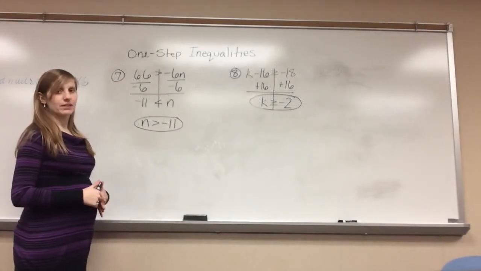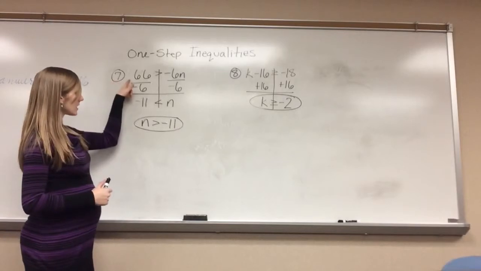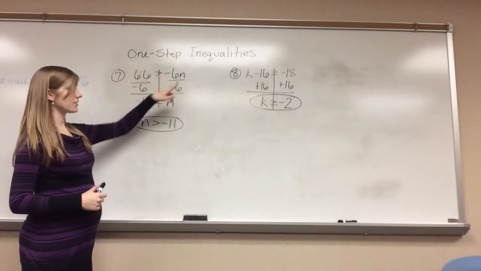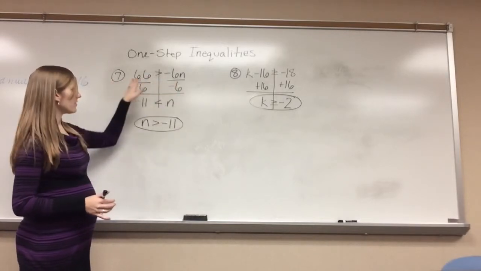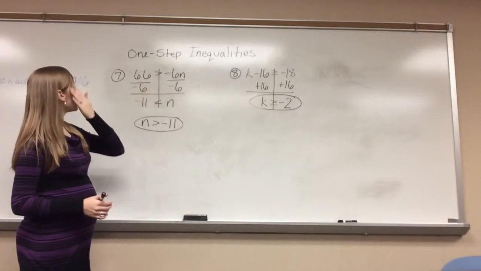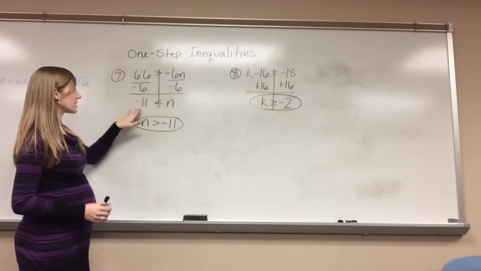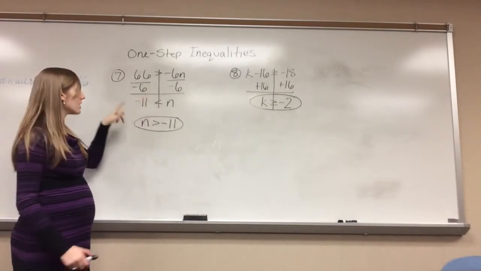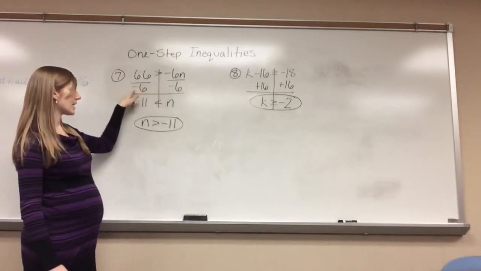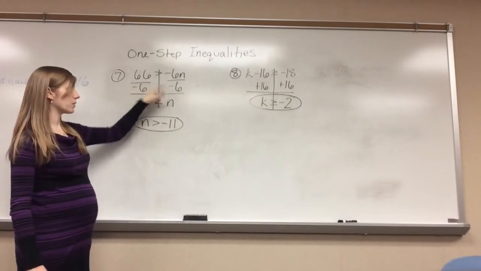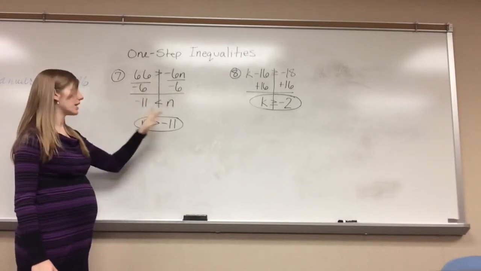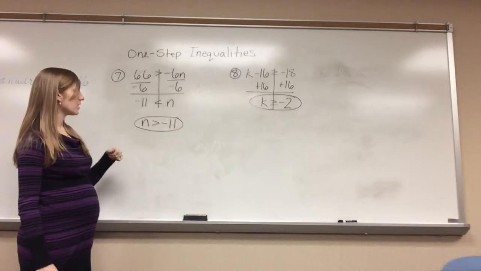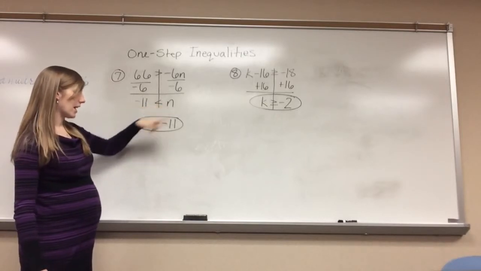For problem number 7, the inequality is 66 is greater than negative 6n. So what I did was divide both sides by negative 6. 66 divided by negative 6 is negative 11. And then I flipped the inequality sign because both sides had a negative on it. All right, they were both being divided by negative 6, so you must flip that inequality sign. So it became less than n.